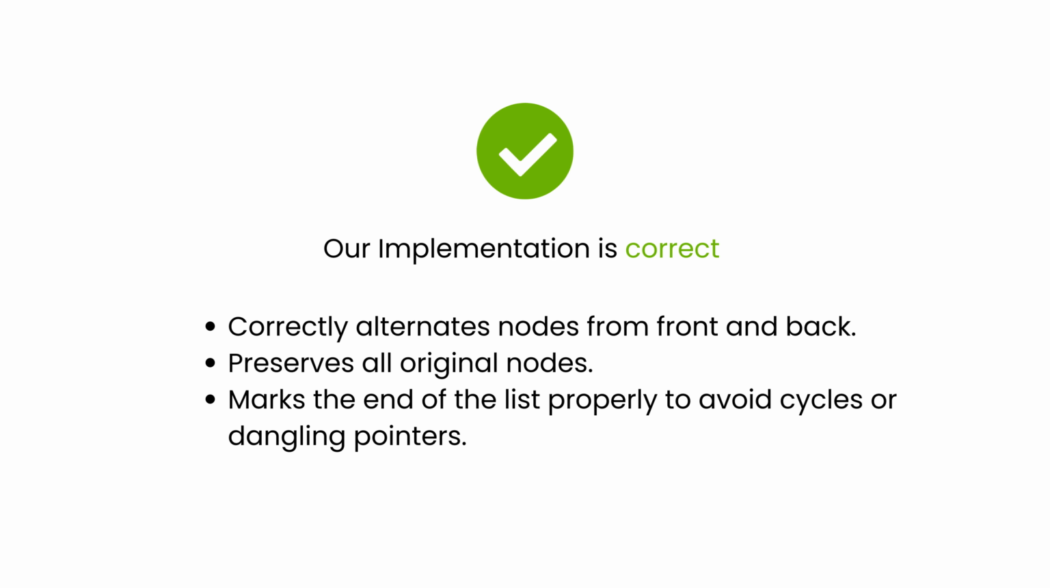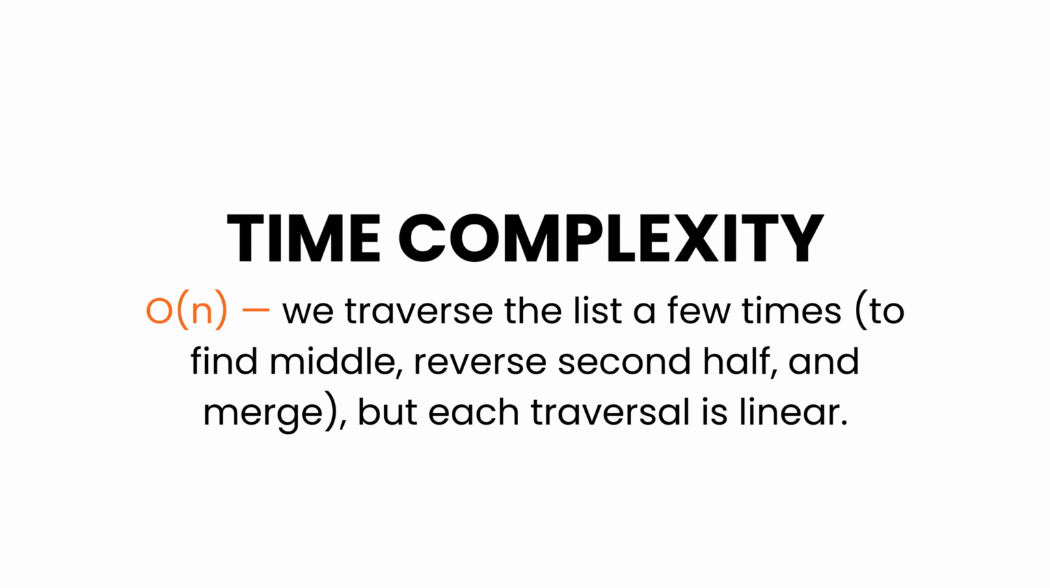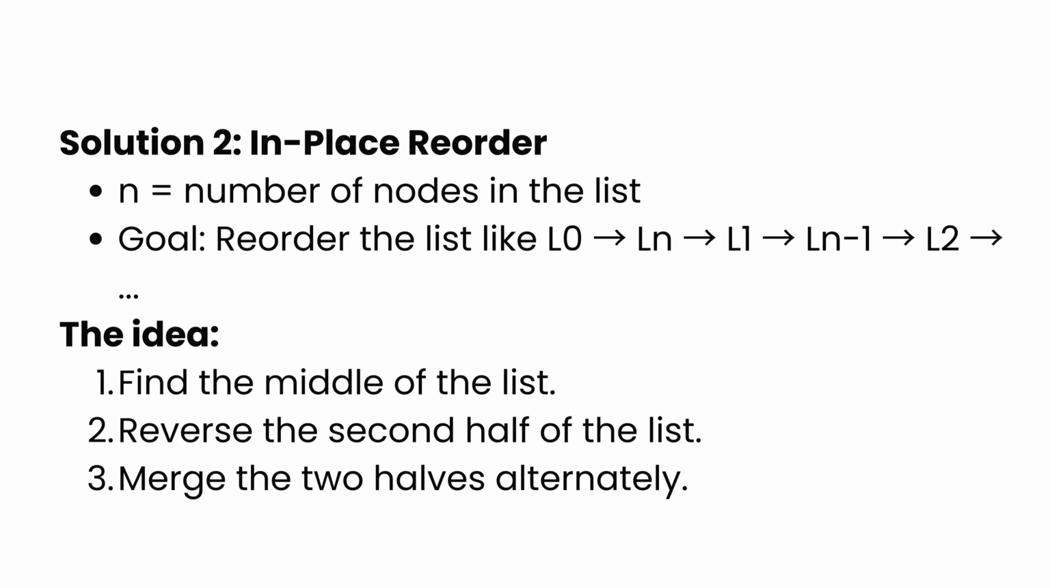It preserves all original nodes. It marks the end of the list properly to avoid cycles or dangling pointers. The time complexity of this algorithm is O(n). We traverse the list a few times, to find the middle, reverse the second half, and merge, but each traversal is linear. Now, let's look at the idea behind this solution.